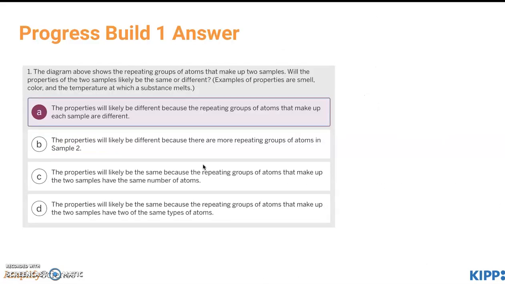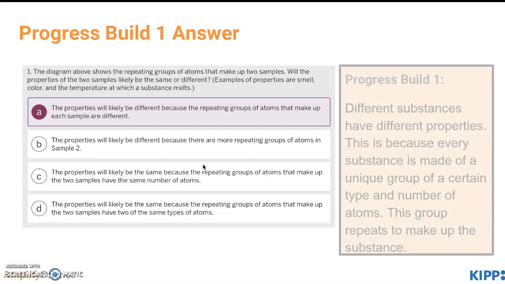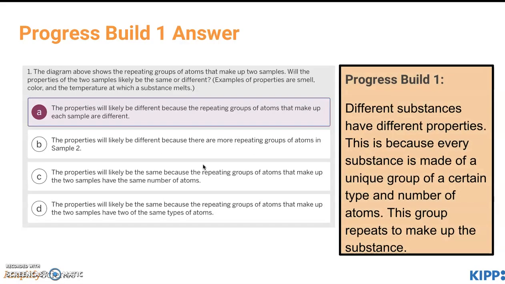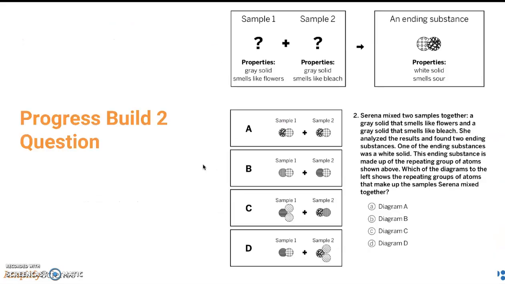A, the properties will likely be different because the repeating groups of atoms that make up each sample are different. This relates to progress build 1. Different substances have different properties. This is because every substance is made up of a unique group of certain type and number of atoms. This group repeats to make up the substance.